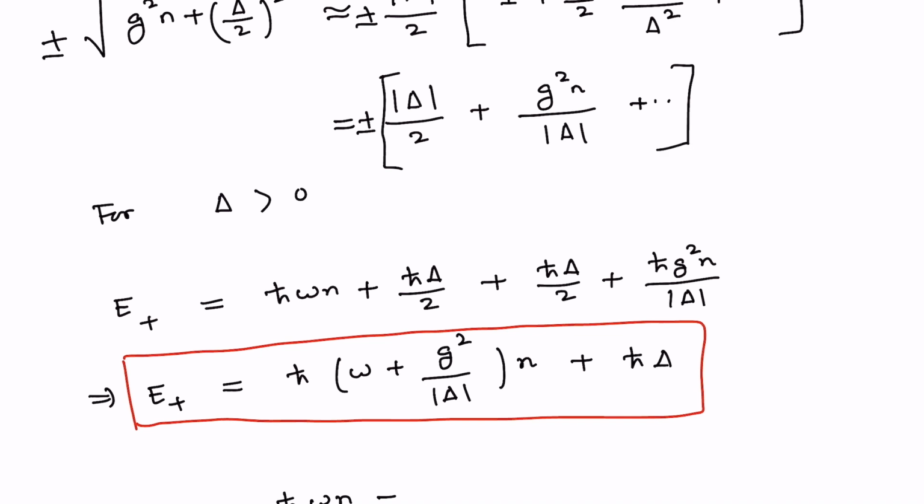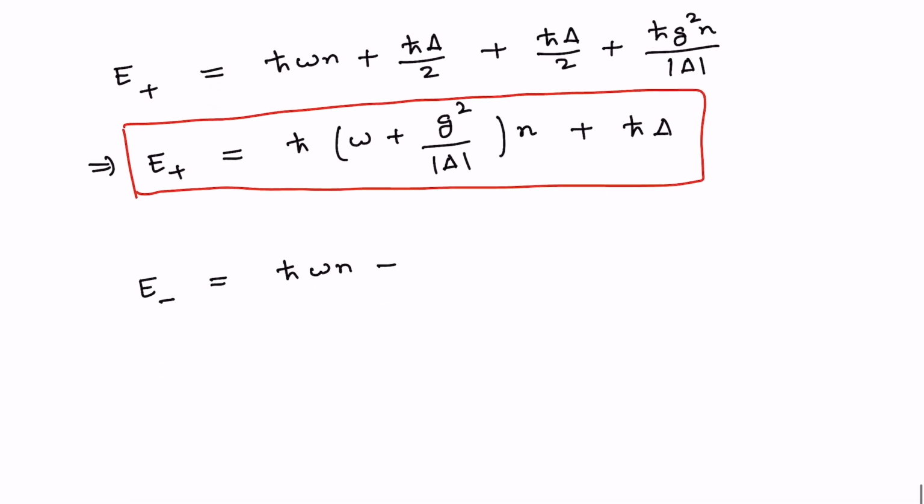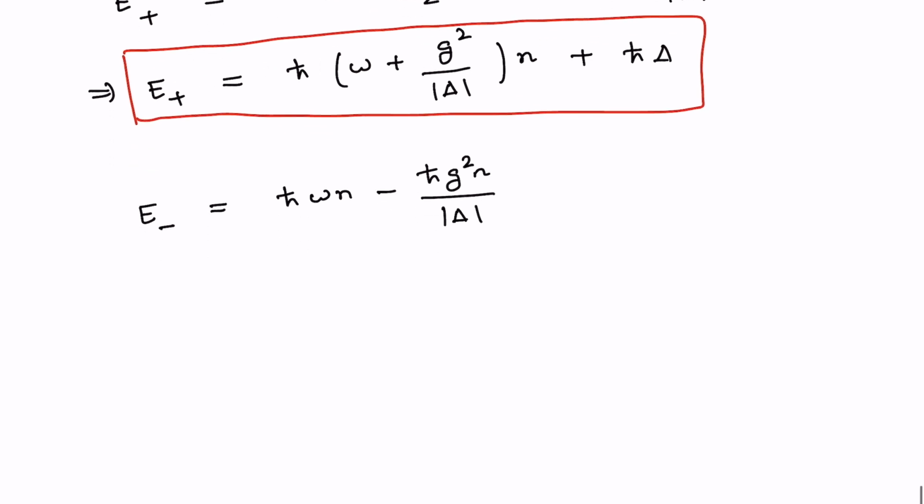Because if I take the minus sign, then this ħδ by 2 term is going to get cancelled out. So we are going to have E minus as ħωn minus ħ z² n divided by mod delta. This I can now write as E minus equal to ħ(ω minus z² by mod delta) n. So this is my E minus.